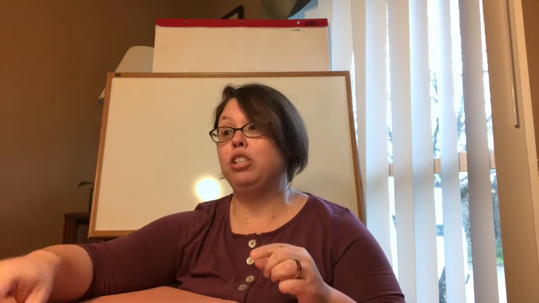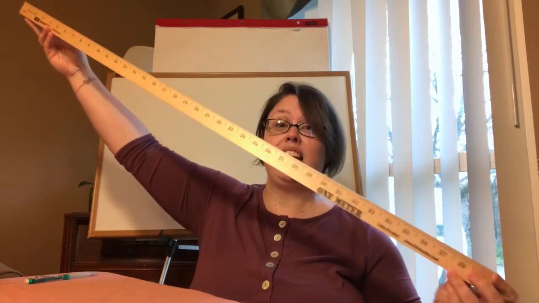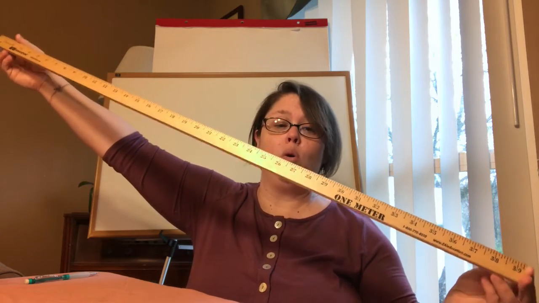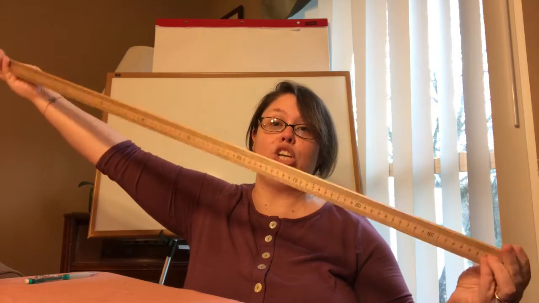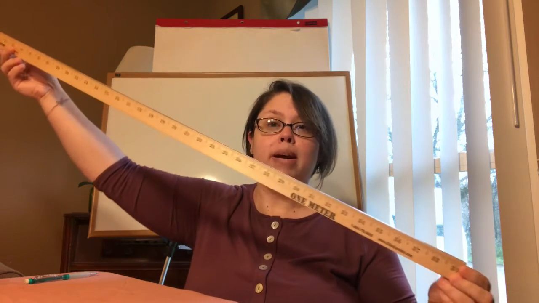Now, when we want to measure something big, we might have to use this. You can see this takes up my whole screen almost. This is called a meter stick or a yard stick. One side is meter, one side is yards. We might have to use this when we're measuring something bigger like a table or a desk in our classroom.